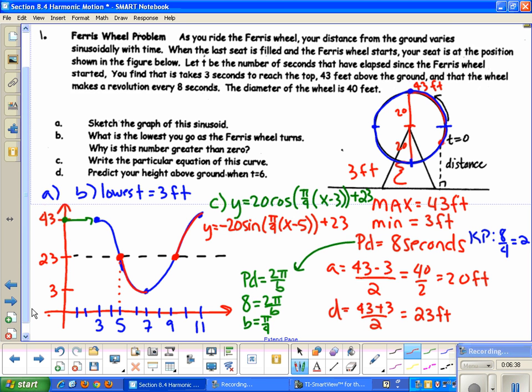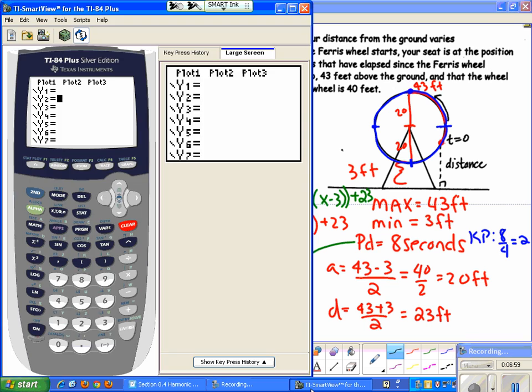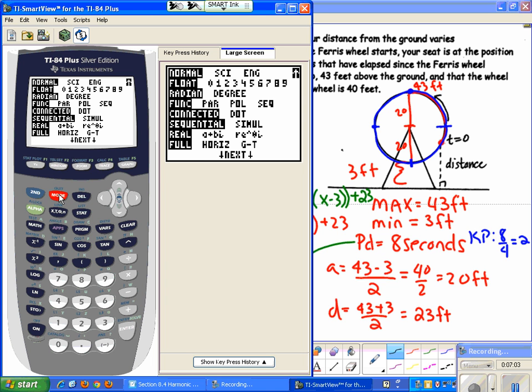So then the next part says we want to predict your height above the ground when t is equal to 6. So that means I'm just plugging t equals 6 into my equation. So for D, and we use x in our equation, so when x equals 6, I'm just going to plug that right into my calculator. Make sure I'm in radian mode. So I'm in radian mode, so we're good.